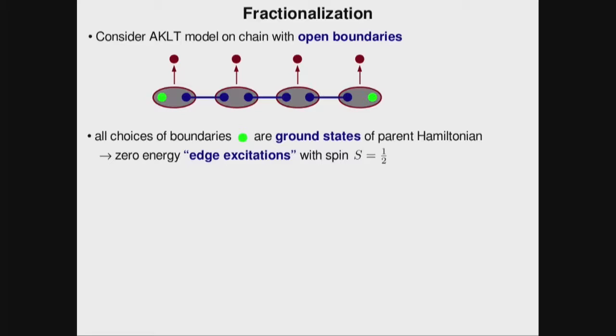But of course, I can choose whatever boundary condition I want. So these green spins here, I can put to any value I want, and just by construction, this will be a zero energy ground state of the Hamiltonian. Now, why is this noteworthy? It's noteworthy because my spin chain consists of spin 1 particles.